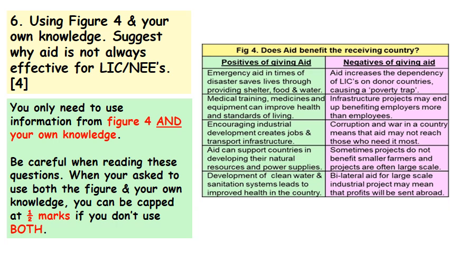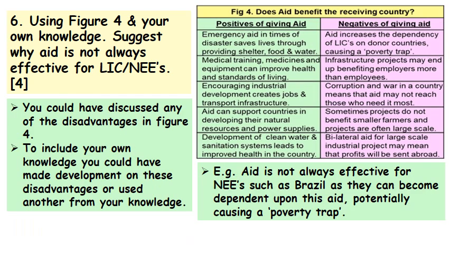Question 6. Using figure 4 and your own knowledge, suggest why aid is not always effective for LICs and NEEs. For this question, you must make it clear that you have used figure 4 and your own knowledge. You can be capped at half marks if you do not use both the figure and your own knowledge. This question is worth 4 marks. You could have discussed any of the disadvantages from figure 4 and also included your own knowledge to develop these points and to further these disadvantages.